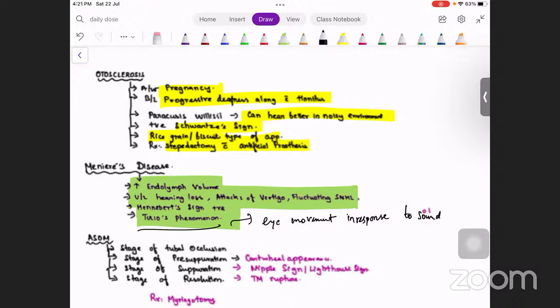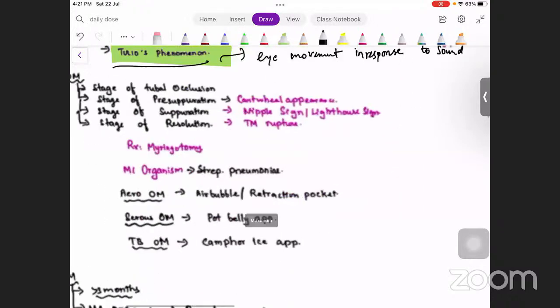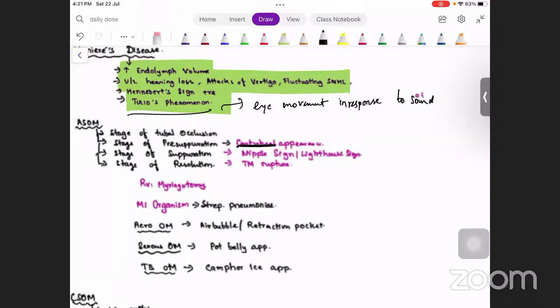Apart from that, ASOM has 4 stages: tubal occlusion, presuppuration, suppuration, and resolution. So what type of signs may you see in which stage of ASOM? For presuppuration, you may see a cartwheel appearance. For the stage of suppuration, you may see a nipple sign or lighthouse sign. And tympanic membrane rupture occurs in the stage of resolution.